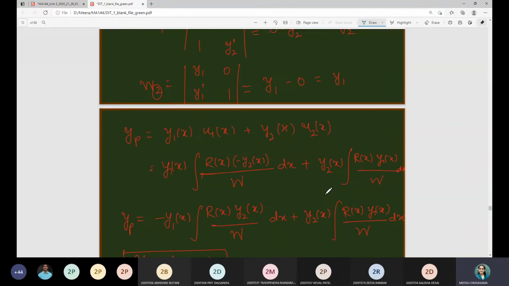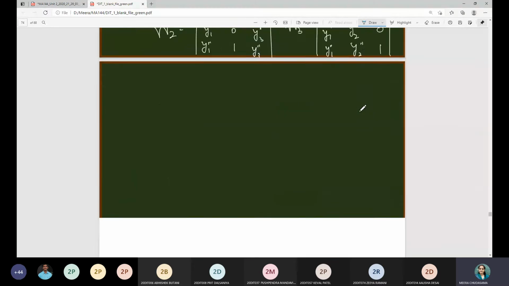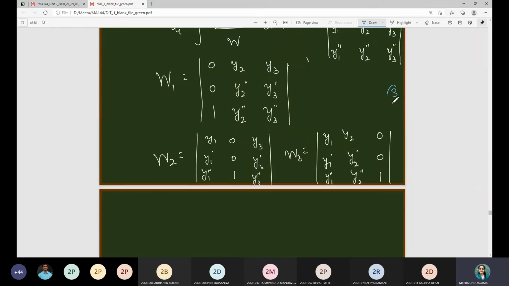Okay, this is how we have particularized it for second order differential equation, and here it is generalized for third order differential equation as well, right? So let us see the examples.